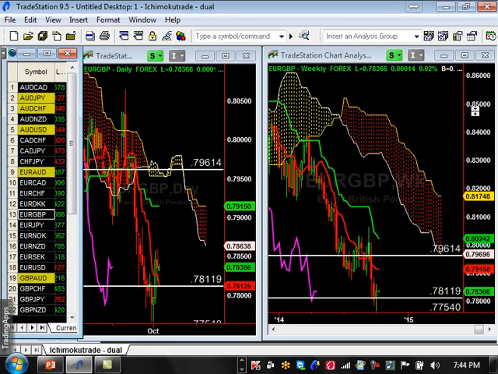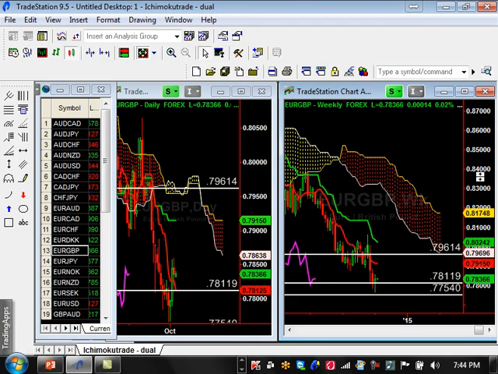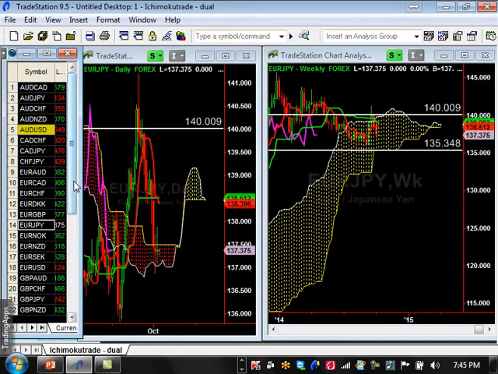Euro Pound, this is continuing its journey downwards here. It's got this major support at 78.11, and it looks like it's trying to sit there. So Euro Pound is basically one that looks like it's continuing to go down. We're looking for a pullback to the 79.61 level and then continue its journey down.